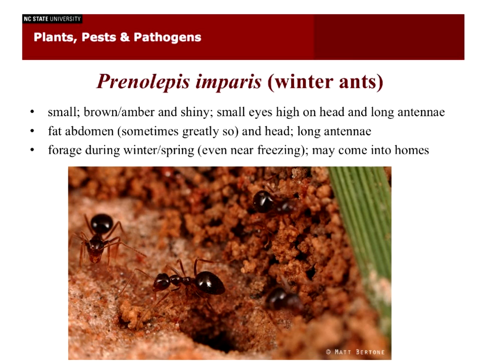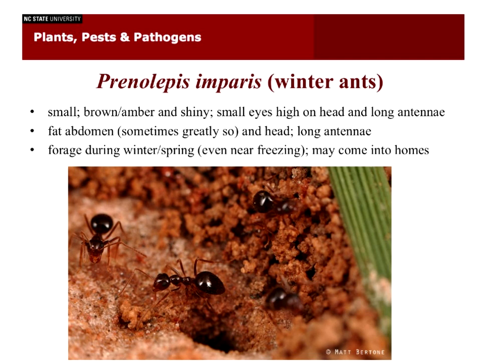Now, they're called winter ants, of course, because they start foraging in the late autumn and fall, winter, and early spring when it's cold out and all the other ants are hibernating, basically. So they'll come out and forage on dead insects that have died in the freezing temperatures or other substances they'll feed on. And they may come in homes. So if you have an ant coming in your home during the dead of winter, it may be Prenolepis, the winter ant.